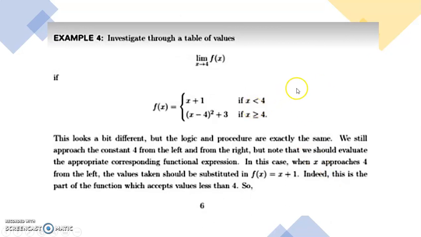Now, let's have this example number 4. This is what we call a piecewise function. Now, the principle is the same as the previous example, only that we will consider here the condition for x. If x is less than 4, we will use f of x equals x plus 1. But if x is 4 or greater than 4, we will use f of x is the quantity x minus 4 squared plus 3.